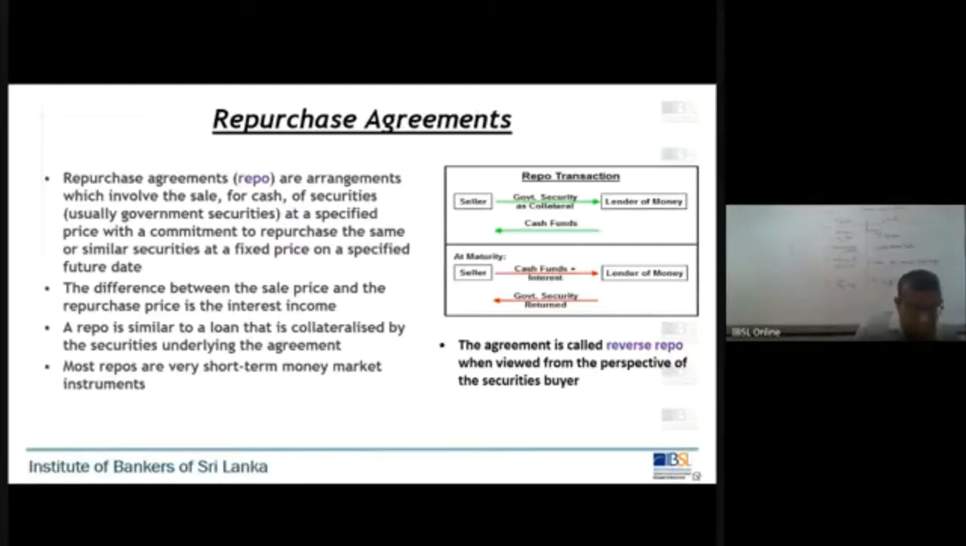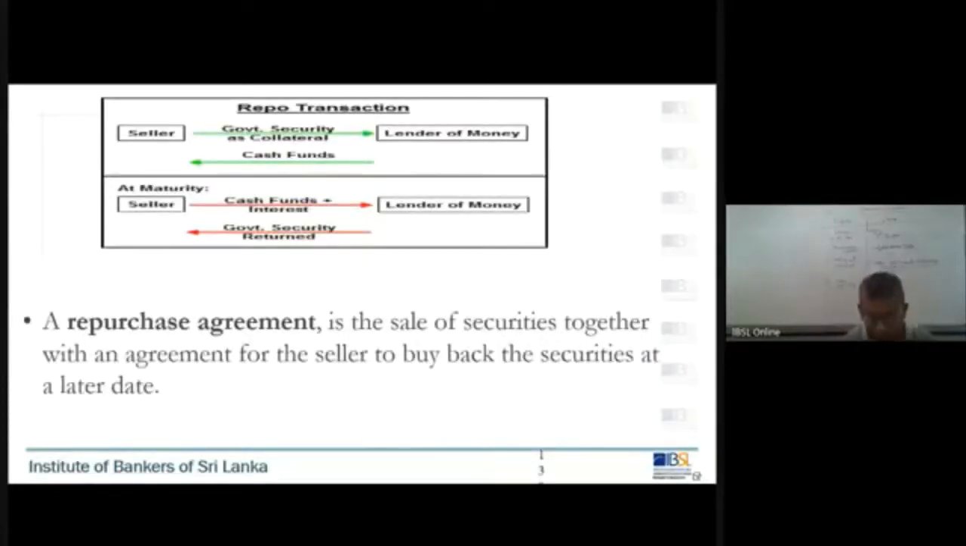An agreement in which the seller of the securities sells their treasury bills and agrees to buy back at a specified time and price. So that is a repurchase agreement. Now look at it. First, what is a repurchase agreement? It is the sale of securities together with an agreement for the seller to buy back the securities at a later date, right?